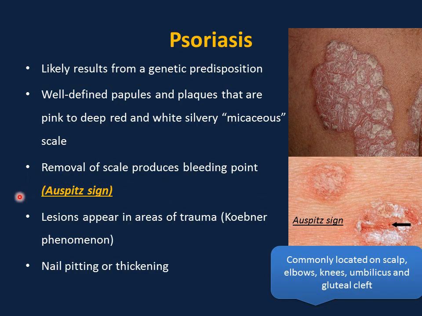They like this in the board for some reason. Lesions appear in the areas of trauma, which is well known as Koebner phenomenon. Nail pitting or thickening can be seen. So you need to look at the nails for children who present with psoriasis. Commonly located in the scalp, elbows, knees, umbilicus, and gluteal cleft.